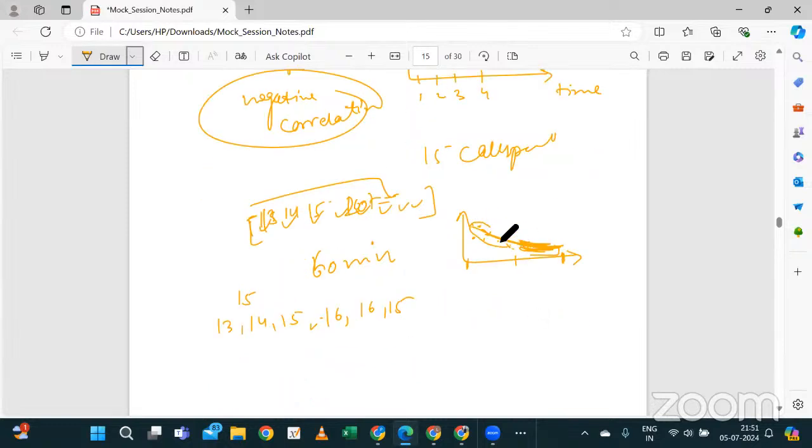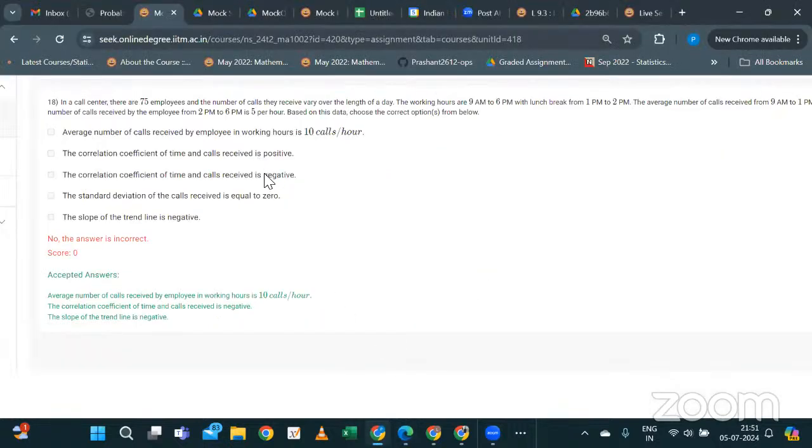So for the first, suppose this is the case, okay? All observations might be 15, right? All can be some 16, 15 mixed up, then you will get average 15. Are you getting what I'm trying to say, right? Yeah. Okay. So that means the second is incorrect, the third is correct. So next is standard deviation of the calls received is equal to 0.